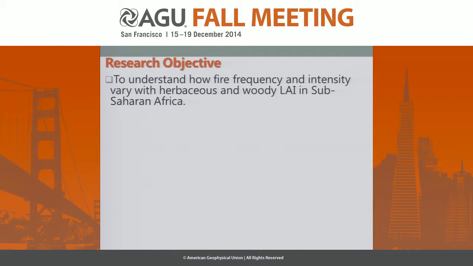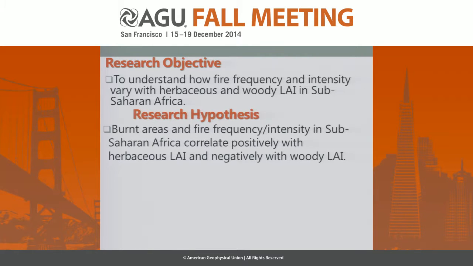Our research objective is to understand how fire frequency and intensity varies within Africa for both herbaceous and woody leaf area index. And then our research hypothesis is that burnt areas and fire frequency or intensity in Sub Saharan Africa correlate positively with the herbaceous layer, whereas the woody component has a negative correlation with fire activities.